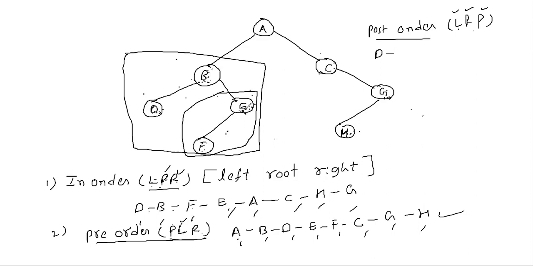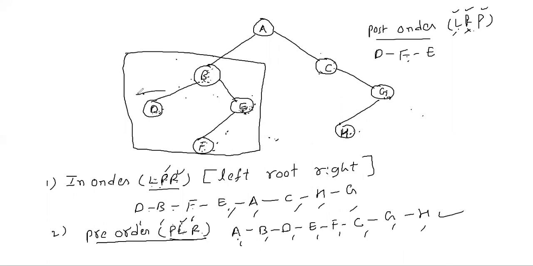E subtree. For E, what is the left? LRP. Left, what is there? F. Right, what is there for E? Nothing will be there. Sorry, left F is there, right nothing is there. Next, left completed, F, right nothing is there. Next parent. What is the parent? E. Now this E subtree is completed. So now here D E F.